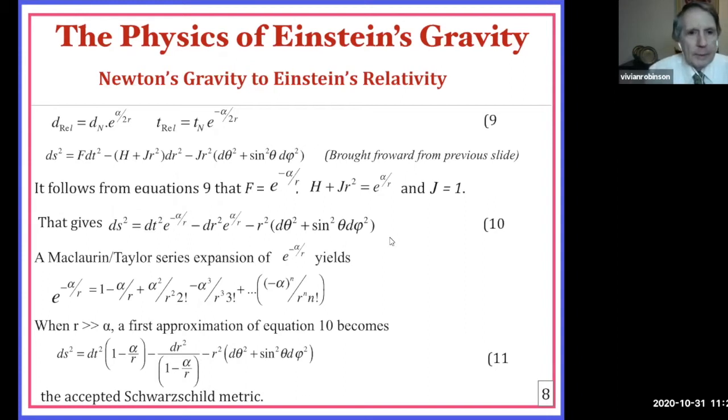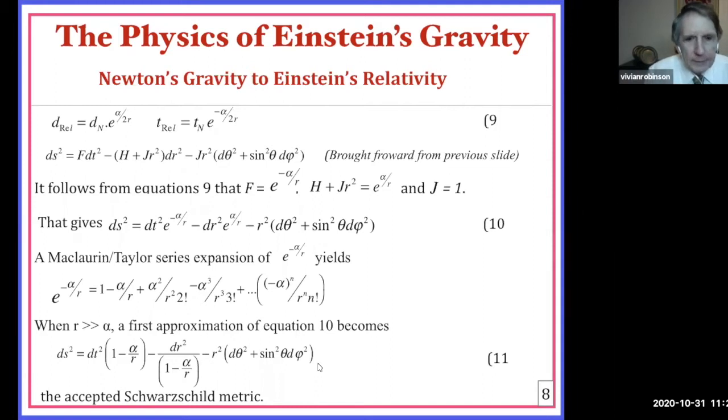Now, it just so happens that a Maclaurin-Taylor series expansion of e to the minus alpha over r gives 1 minus alpha over r plus alpha squared over r squared factorial 2 minus alpha cubed over r cubed factorial 3, continuing on to minus alpha to the n over r to the n factorial n. When r is much, much greater than alpha, a first approximation of equation 10 becomes ds squared equals dt squared times 1 minus alpha over r minus dr squared over 1 minus alpha over r times r squared, the theta squared plus sine squared theta d phi squared.